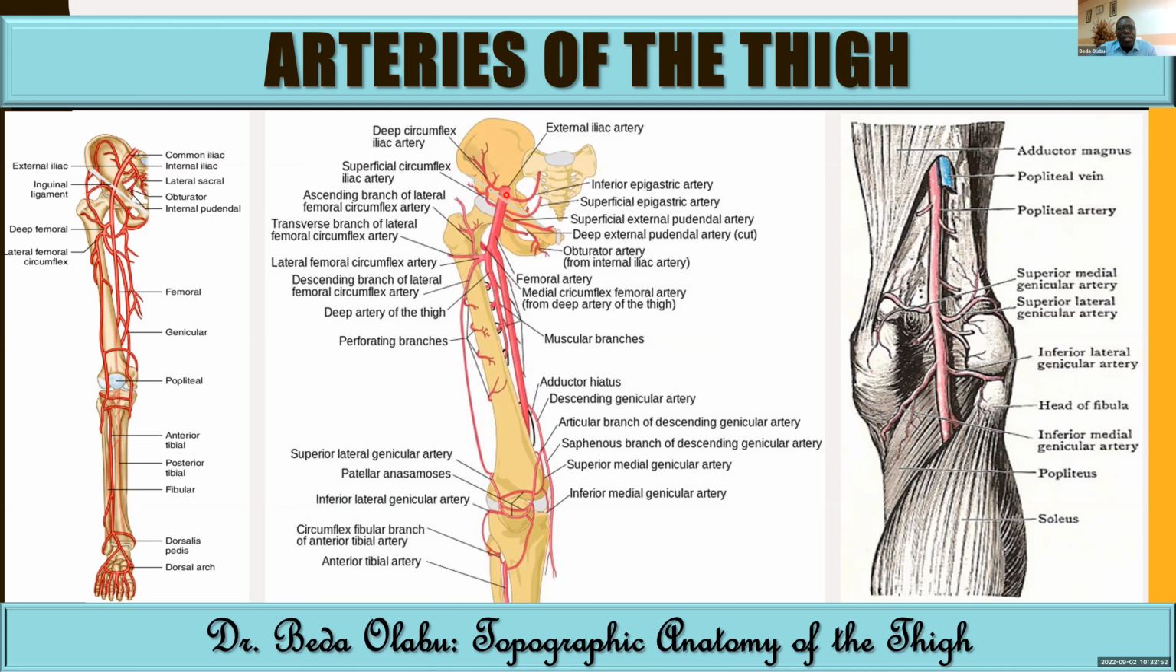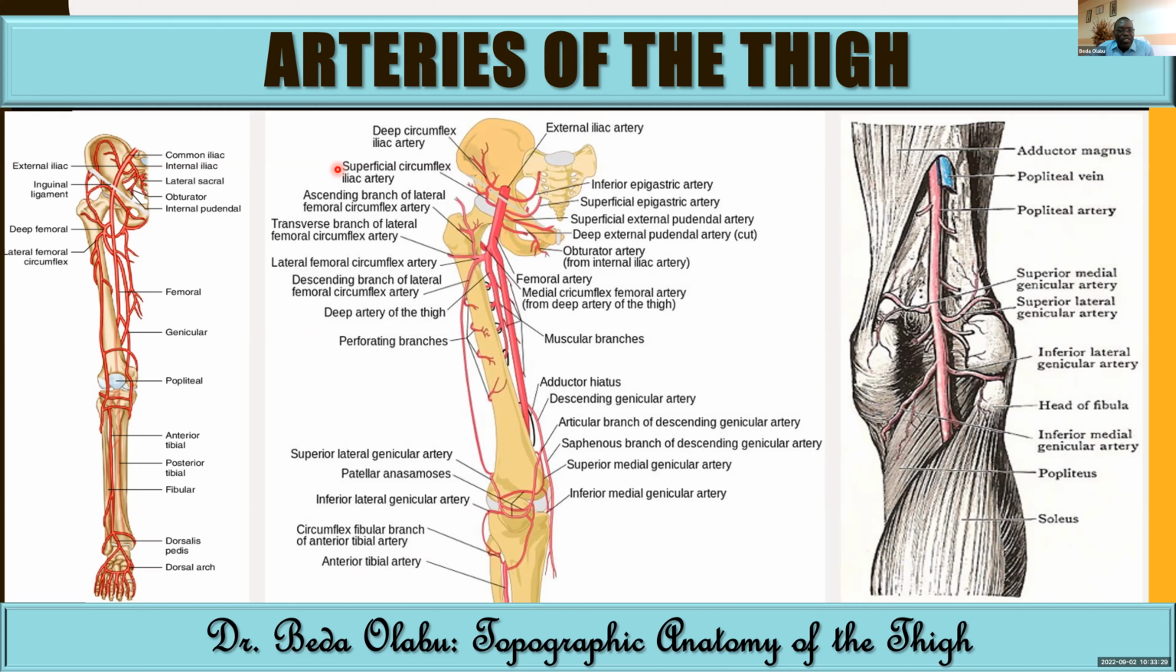Now, the common femoral artery may give you some branches before that terminal division. The branches it gives you would be the superficial arteries that go around this region. So we have the superficial epigastric artery, superficial external pudendal artery, the deep external pudendal artery, the superficial circumflex iliac artery. Those ones are given from the common femoral artery.